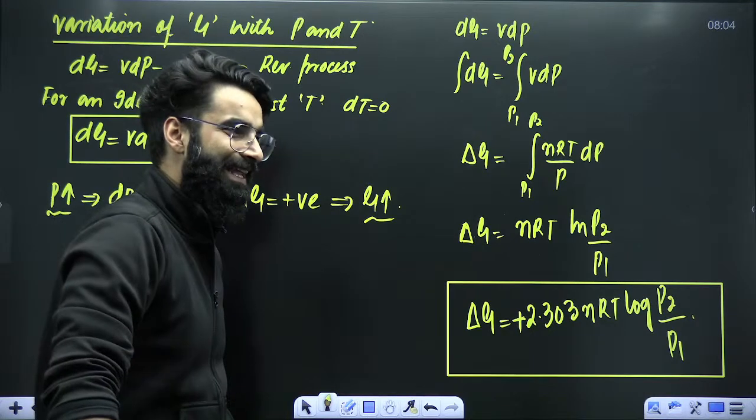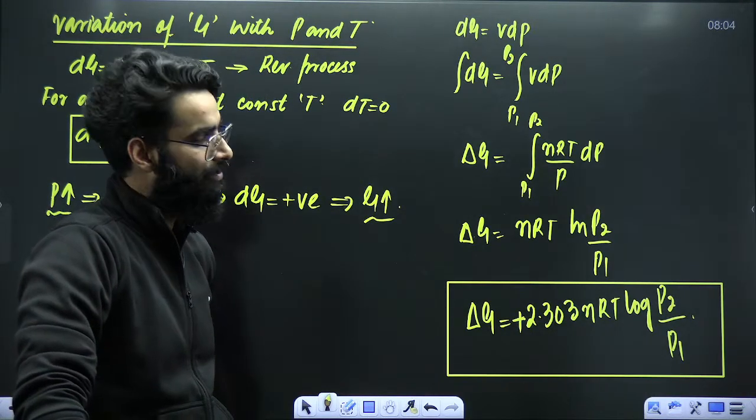Muntazir, there is nothing like 11th, 12th, right? It is all NEET and JEE.